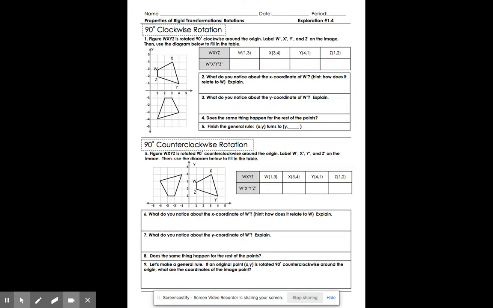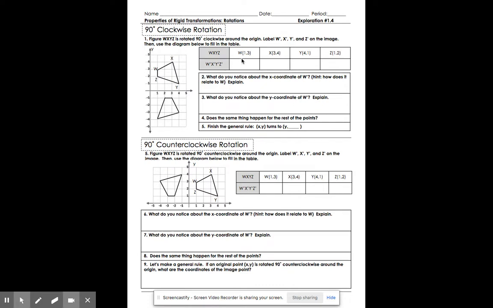So if we have our points for W, X, Y, and Z, we can also look at this new shape here and think about where our new points are going to be when we rotate that shape 90 degrees. W is going to end up at (3, -1). Our X is going to end up at (4, -3). Our Y is going to end up at (1, -4), and our Z is going to end up at (2, -1). So when you ask this question, what do you notice about the X coordinate of Y? Hint, does it relate to W?